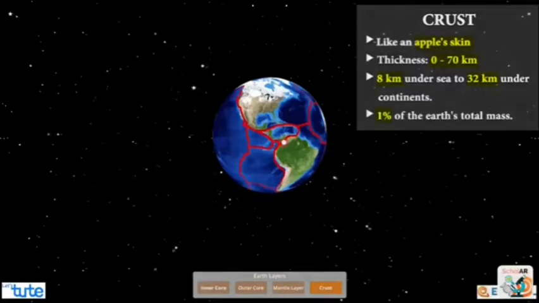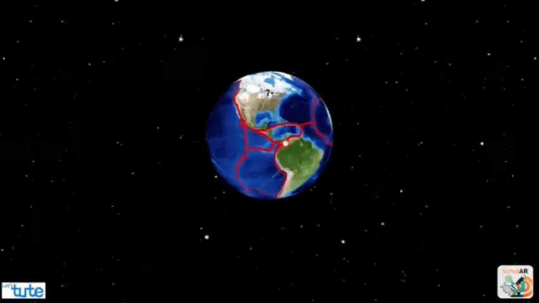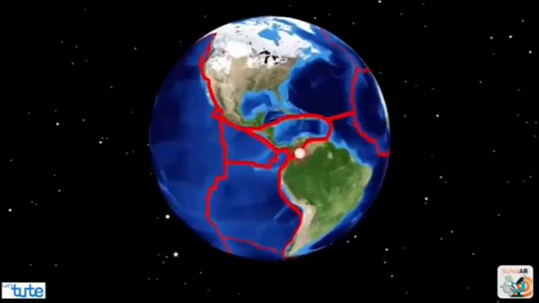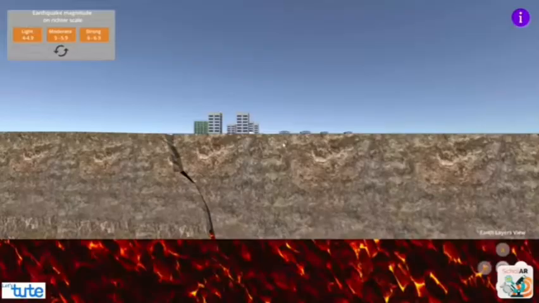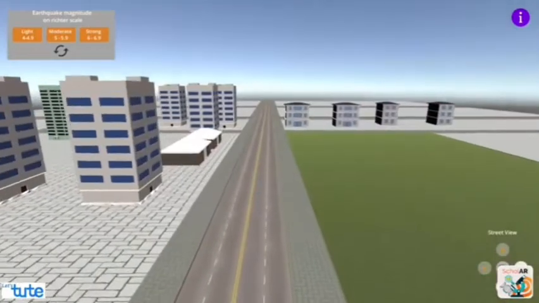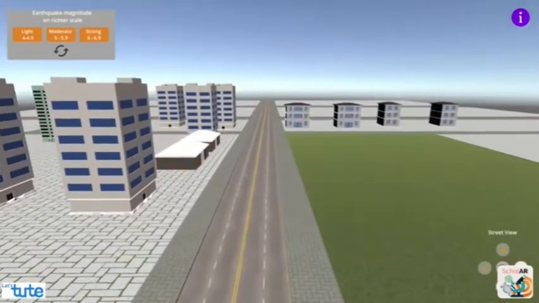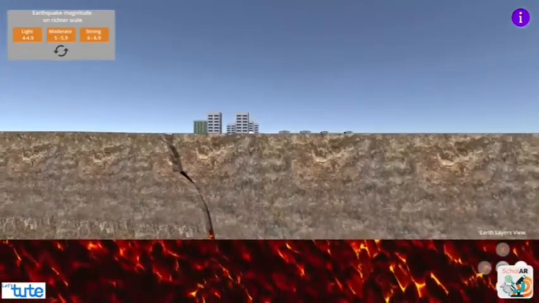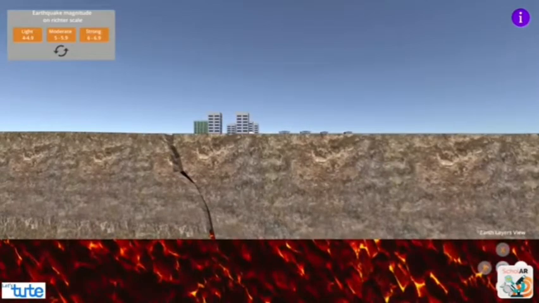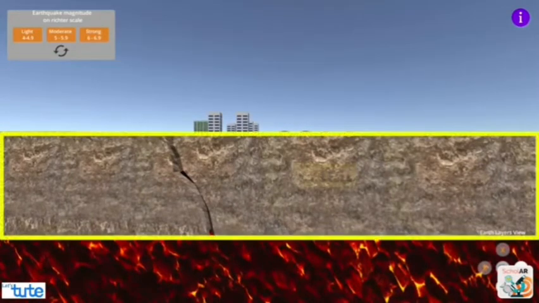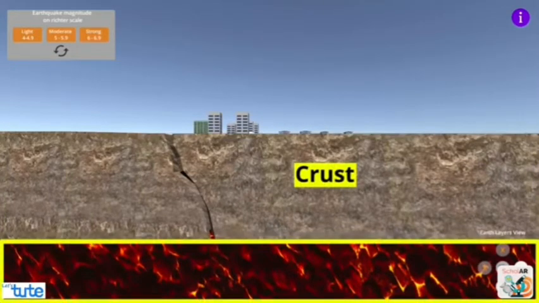Now we can see that there's a grayish white dot. Let's click on that. We can see a small town in the street view, and when we click on layers view, we can see Earth's layers. The grayish one is called the crust, and the reddish one is called the mantle.